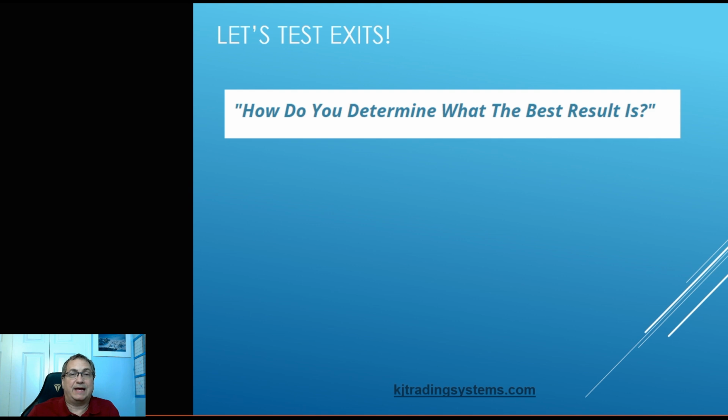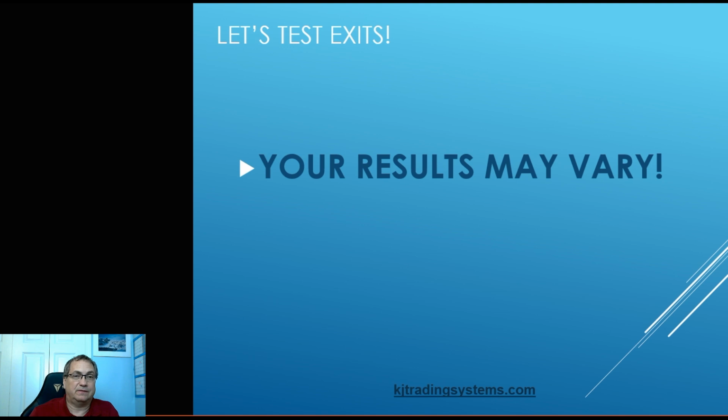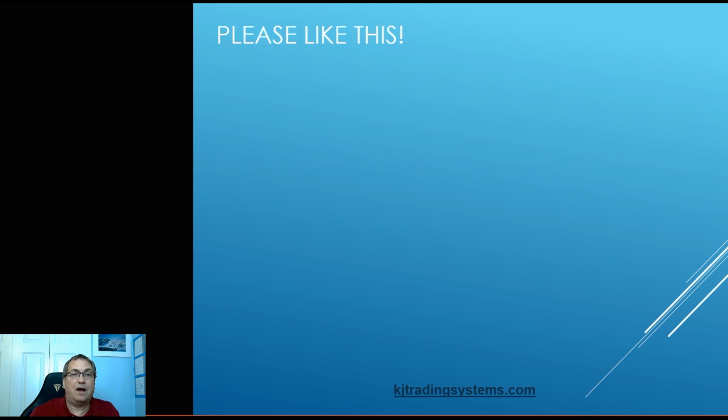And then to determine what the best result is, we could argue a lot about what's better. What's the best metric for telling what a good system is? I'm just going to use 2. I'm going to use return on account, and I'm also going to use the number of cases with a really high net profit. And that will give me a good idea of what exits produce high profit cases and also which ones produce a good return on account, which also includes drawdown. So they're pretty good metrics. I won't say they're the best, but we're going to use them for this. And of course, your results can be different than what I got. Why? Well, because you're going to be testing differently.